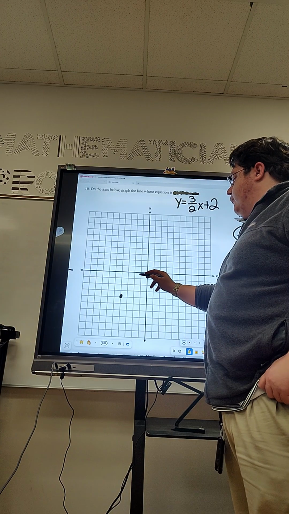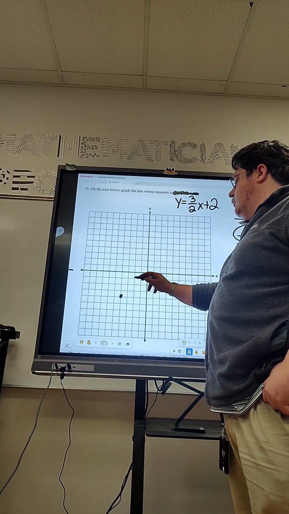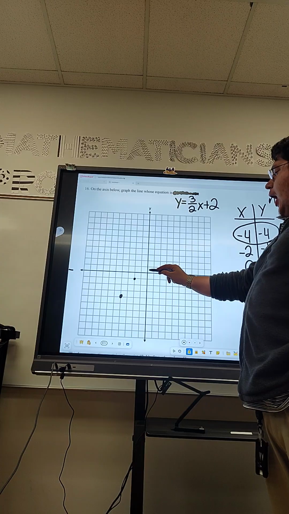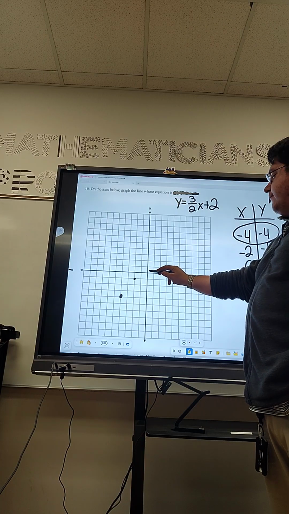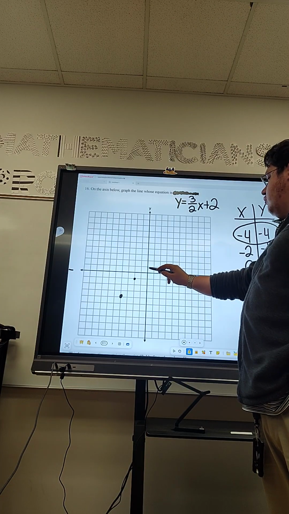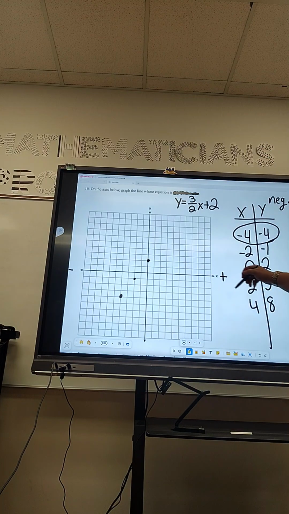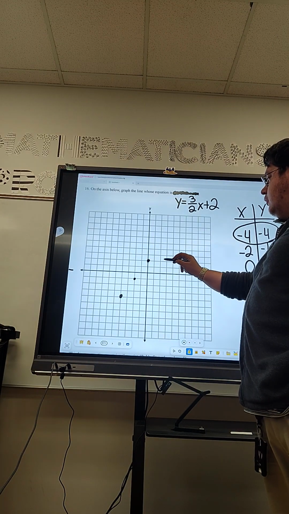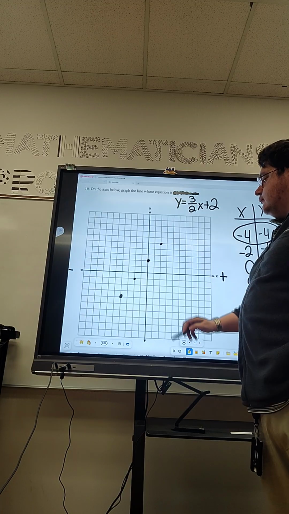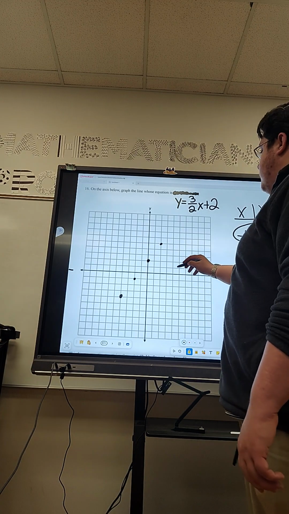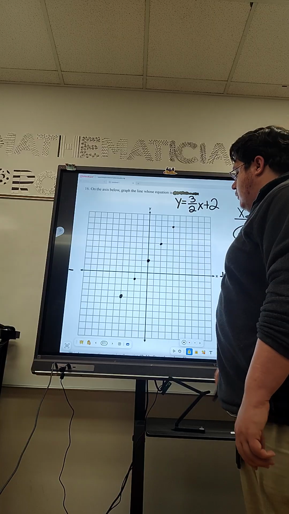Same thing with the next one. -2, -1. Over to -2. Down 1. 0, 2. I'm going to go 0 spaces left or right, and then 2 spaces up. 2, 5. Over to 2, up to 5. All you need realistically is 3 to 4 points to make one good line. I did 4. You could do the 5th one if you want. That'd be right there.